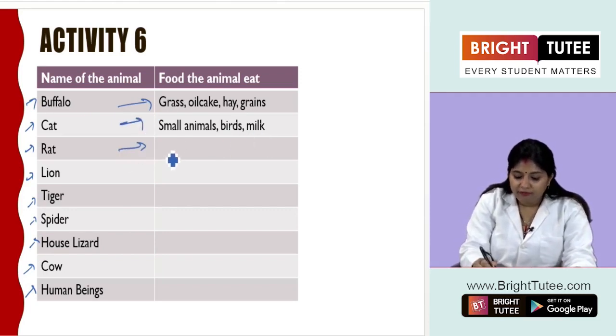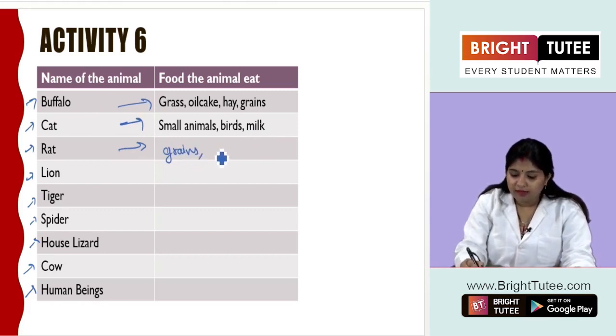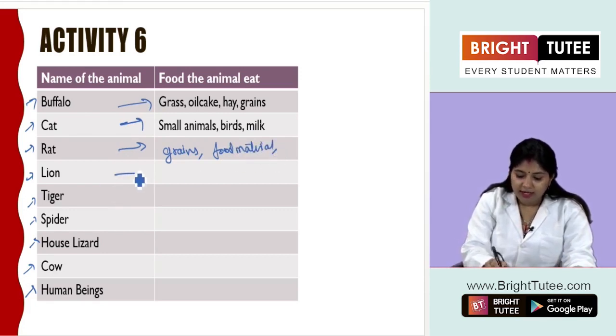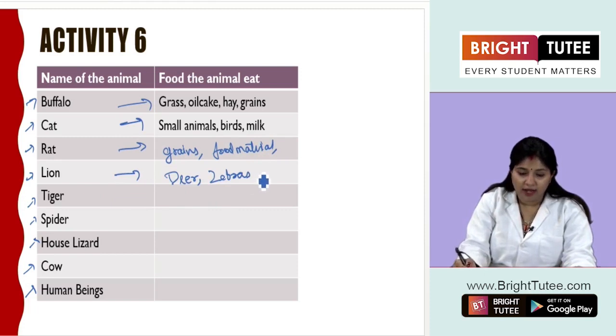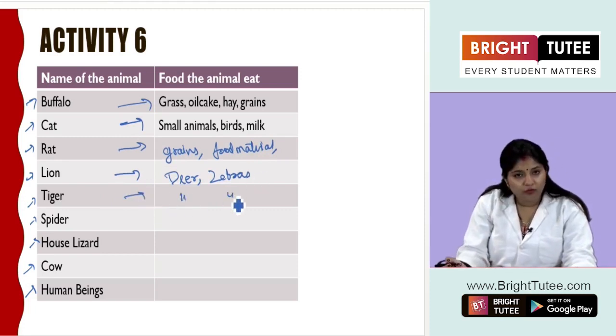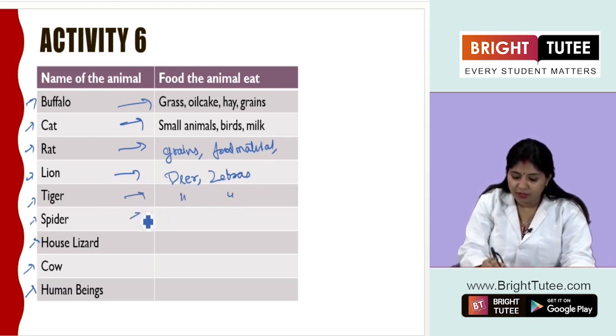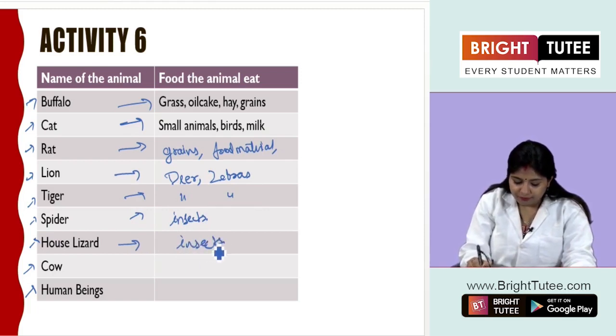Then rat again will eat grains, right? Then it also eats any food material which is left behind, correct? Sometimes it also feeds on the meat. Then lion is eating, say for example, deer, zebras and different other organisms. Then tiger will also eat this particular type of organisms. Then spider feeds on insects, right? House lizard again feeds on insects.